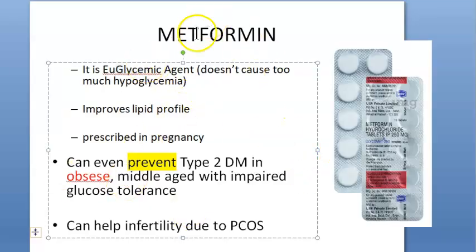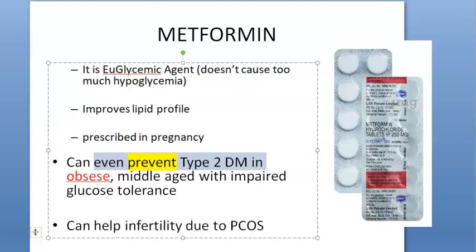Okay, now let us go back to this. So what are the benefits of metformin? Why is it so famous? So it improves lipid profile. So if a person is having obesity, right, as prevention itself, you can give metformin if he has impaired glucose tolerance. So did you understand? It improves lipid profile, cholesterol levels and all improve.